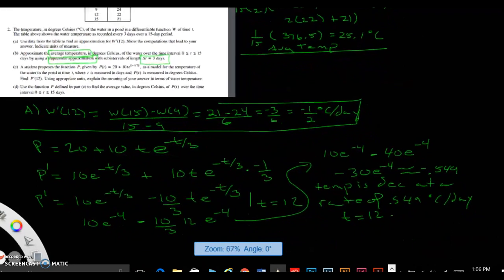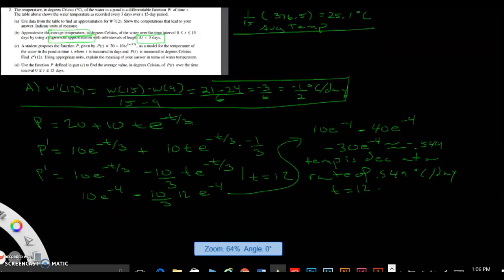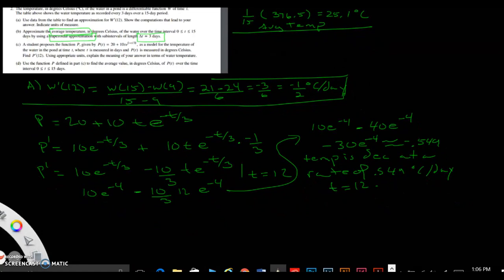Okay, part D. Use the function P defined in part C to find the average value in degrees Celsius of P over the time 0 to 15. Okay, so it says average, right? That's important. So we're just going to do 1 over b minus a. So when you do this, it's 1 over 15 times the integral from 0 to 15 of P of t dt. Plug that into your calculator. And when you solve this, you're going to get 25.757 degrees Celsius. Okay, I hope this video helped, and I will see you next time.